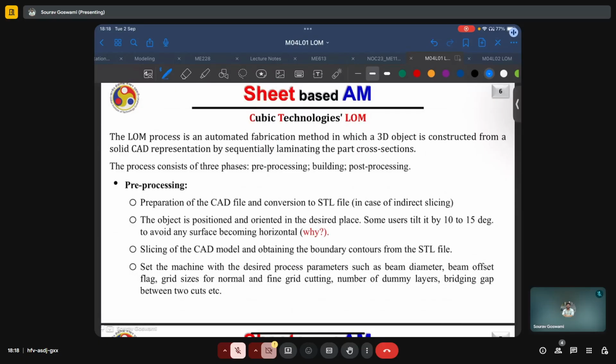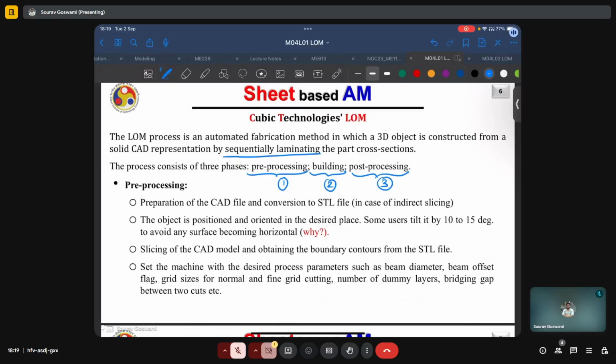The laminated object manufacturing process is an automated fabrication method in which a 3D object is constructed from a solid CAD representation by sequentially laminating the part cross sections. So just like any other additive process, except here we are laminating the cross section in each layer. And just like all other additive processes, there are three main phases: pre-processing, the actual build cycle itself, and post-process, which, as we will see in this case, takes the longest amount of time.